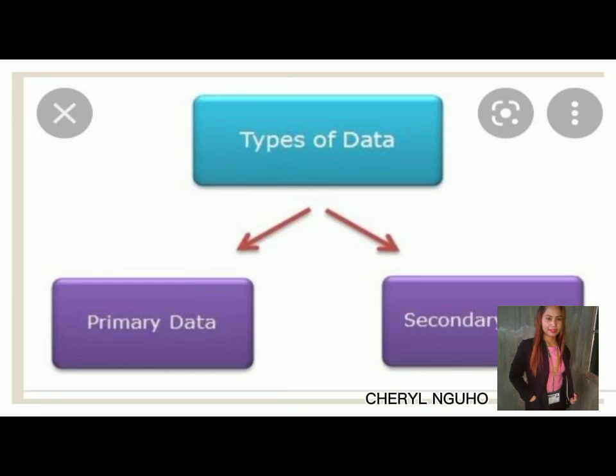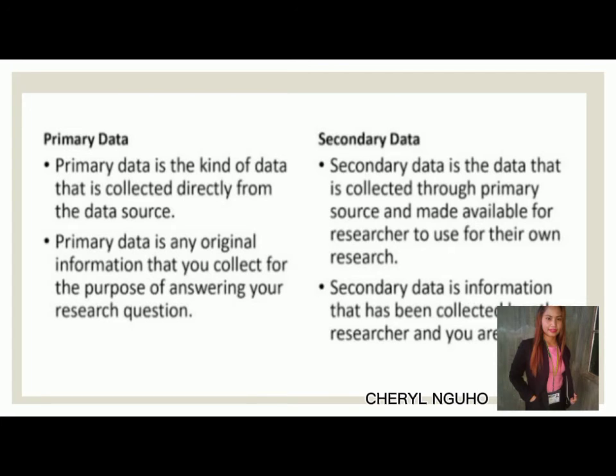Types of data, primary data and secondary data. Primary data is the kind of data that is collected directly from the data source. And also, primary data is any original information that you collect for the purpose of answering your research question. Example, interviewing people within your organization and observing a moderated discussion amongst people you choose to collect.